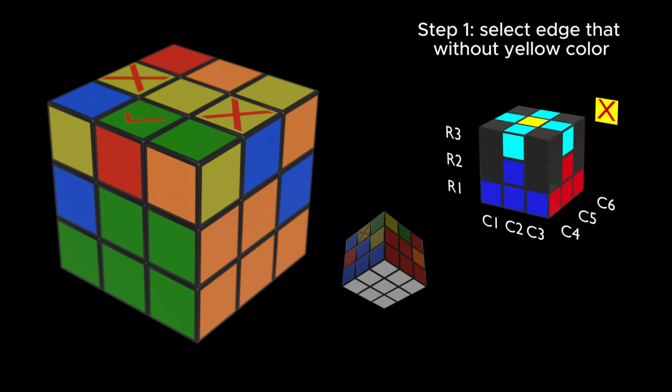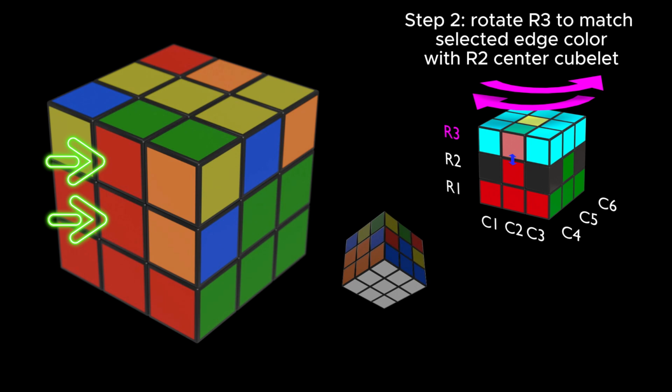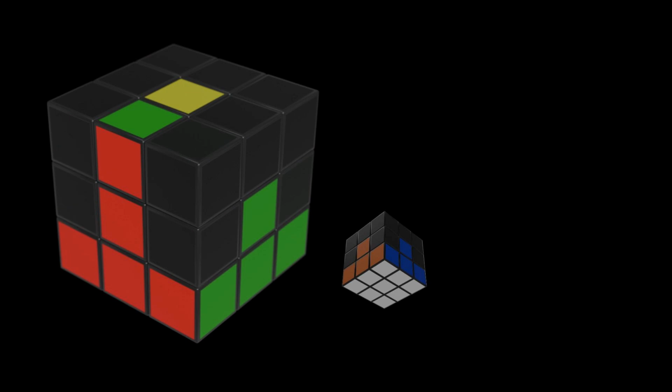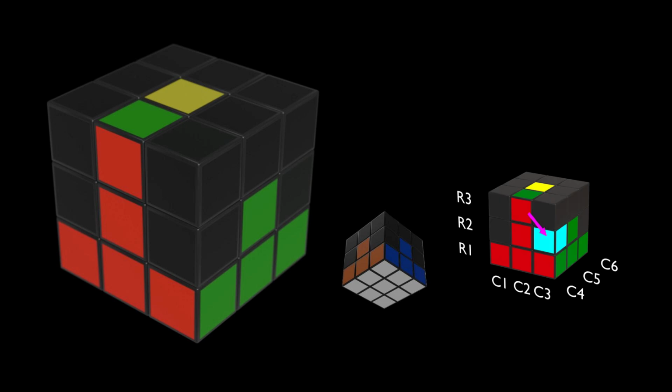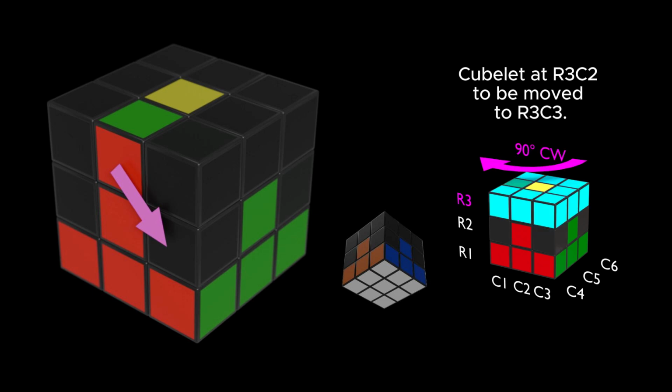First, we select one of the edge cubelets in row 3 that does not have a yellow color. Then, rotate row 3 to match the color of the selected cubelet with the center cubelet in row 2. Let's learn the sequence of moves to transfer the cubelet from row 3 to row 2. We will first look into how to transfer it to the right. Let's name this sequence as R2 right.